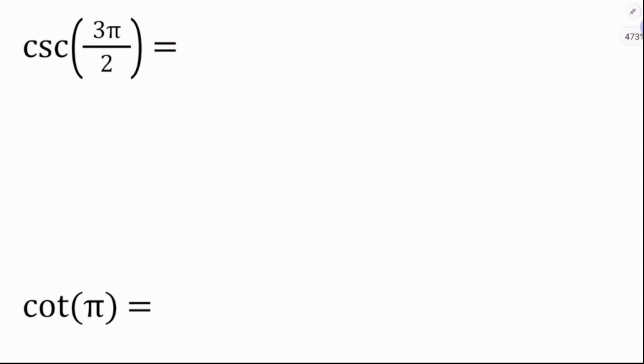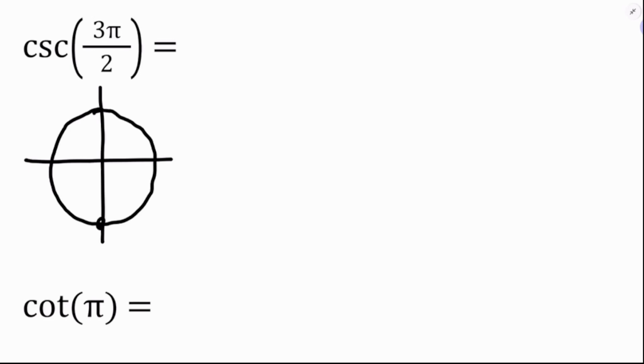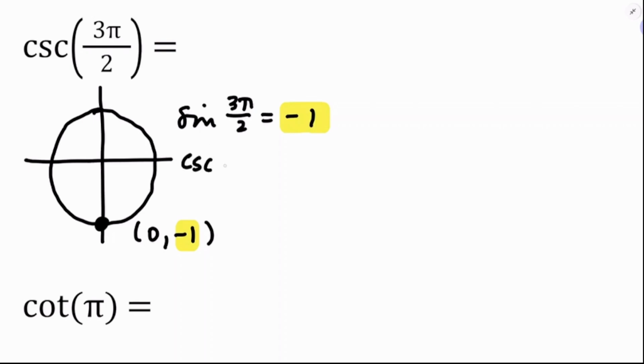Cosecant of 3 pi over 2. Here we have the place where x is 0 and y is -1. In order to make a determination about cosecant, we need sine. So I'm saying that sine of 3 pi over 2 equals -1, so that means that cosecant of 3 pi over 2 equals 1 over that -1, and that's going to equal -1.